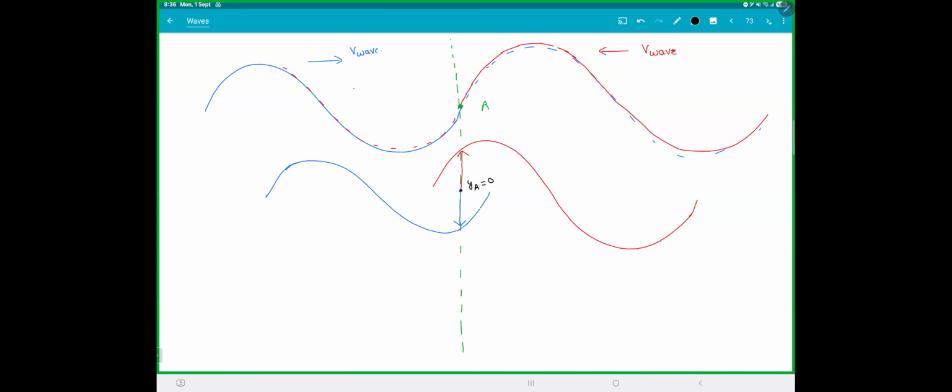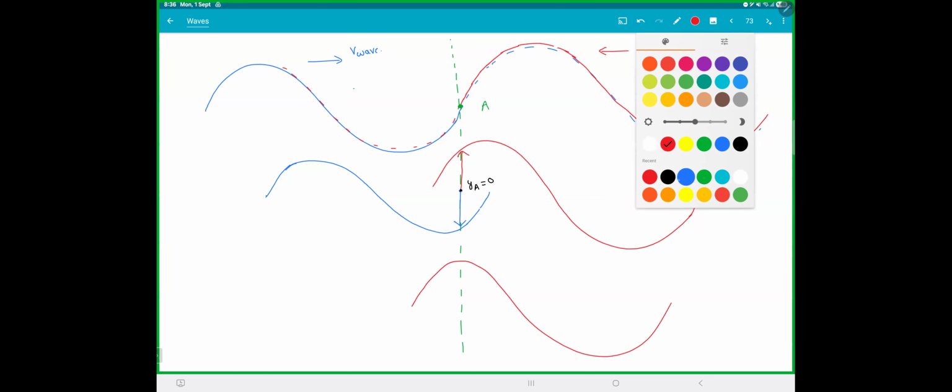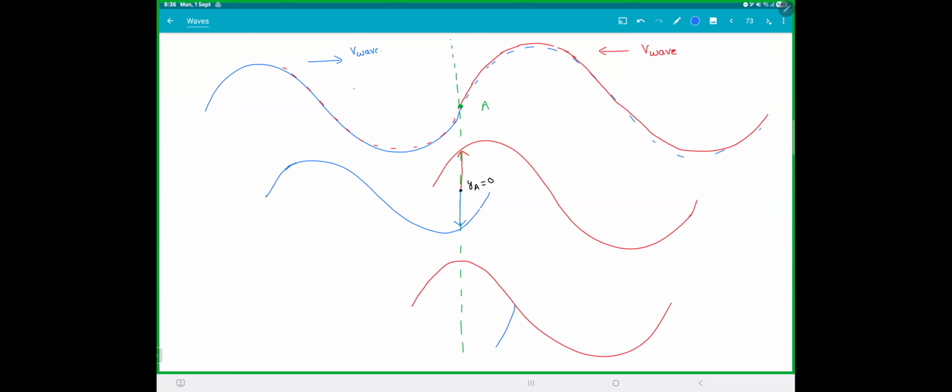If you wait for some more time, you will get a red peak there and a blue peak here. That means the blue is giving you maximum amplitude in the downward direction. At the same time, the red is also giving the maximum amplitude in the upward direction. Again, you'll notice y_A is 0. So no matter how long you wait here, A will never move. Making sense? No matter how much time you wait and keep observing this, you will notice A never moves.